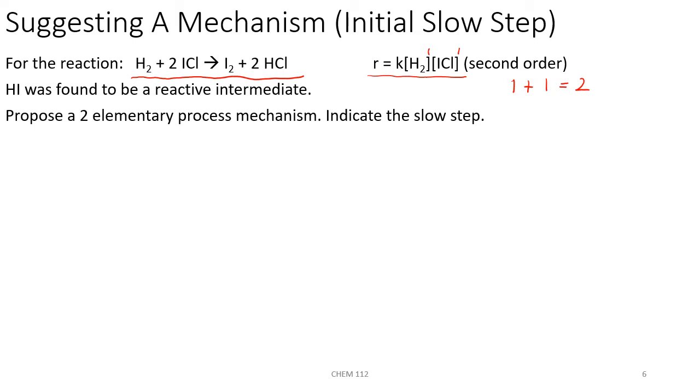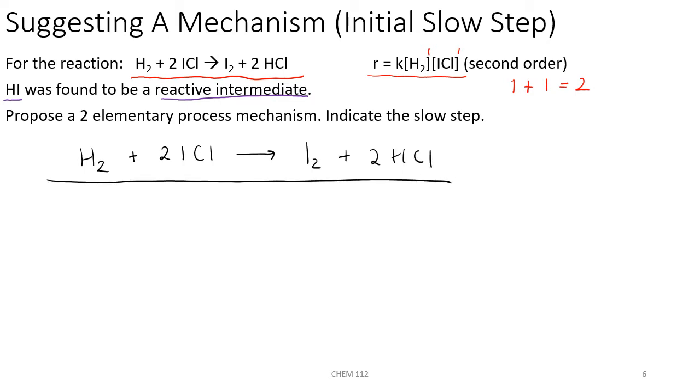We also know a little bit of information. HI was found to be a reactive intermediate. So a reactive intermediate is produced in one step and consumed in another step. We want to predict for this reaction what our 2 elementary processes will be. So let's just rewrite the overall equation at the top, what we're trying to get them to add up to. And then we're going to predict 2 steps.